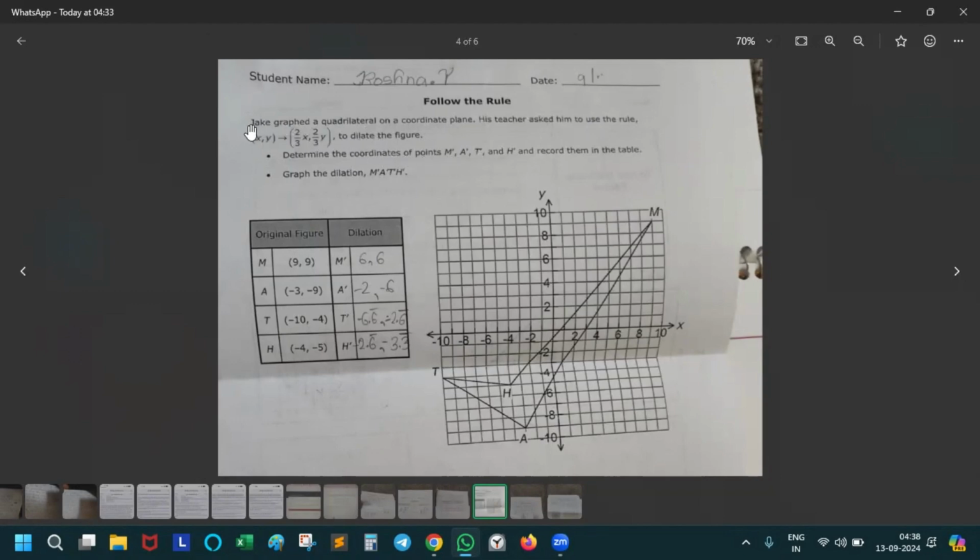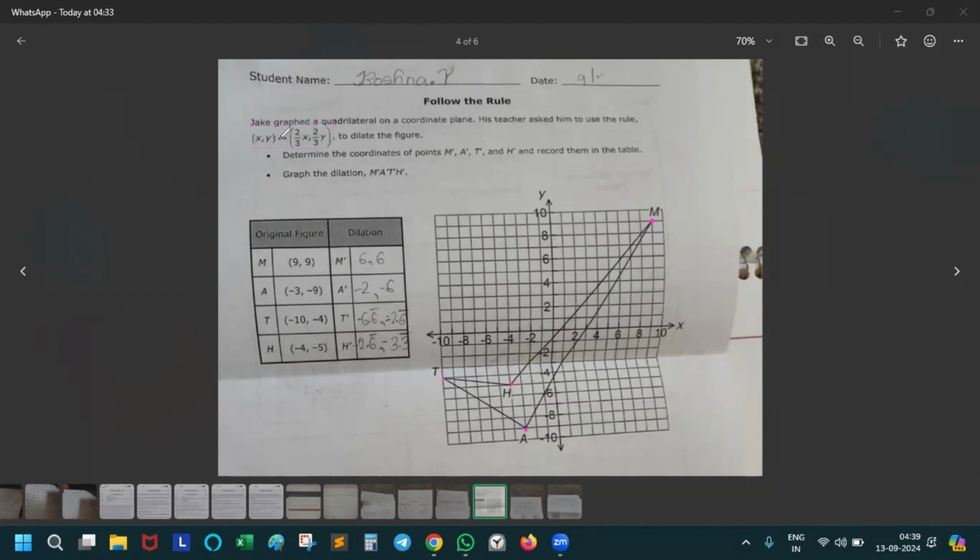So do you first realize what Jake has done? Yeah. What did he do? He drew the quadrilateral MATH, right? And these are the coordinates of those points. Then his teacher is asking him to dilate it using this formula. So what does this formula mean to you? This is an algebraic rule.